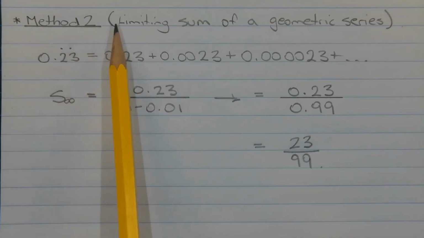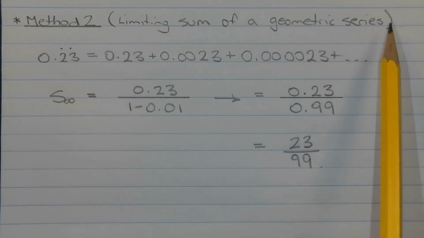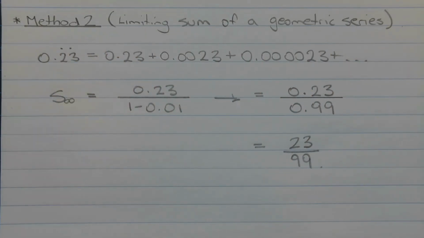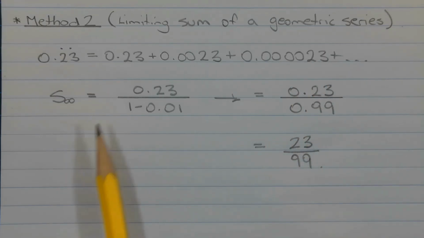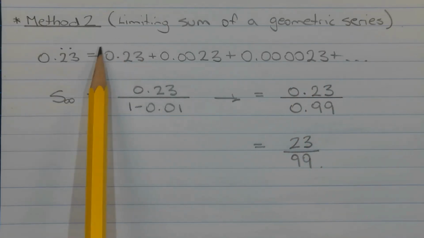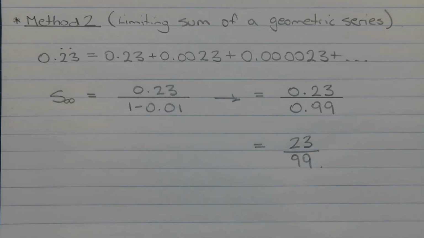In the second method, we will consider the limiting sum of a geometric series to write 0.23 recurring as a fraction. Firstly, express 0.23 recurring as a geometric series, and that can be written as 0.23 plus 0.0023 plus 0.000023 and so on. Now the first term of this geometric series is 0.23 and the common ratio is 1 over 100 or 0.01. Using the limiting sum formula, S infinity is equal to a over 1 minus r, where a is the first term and r is the common ratio.